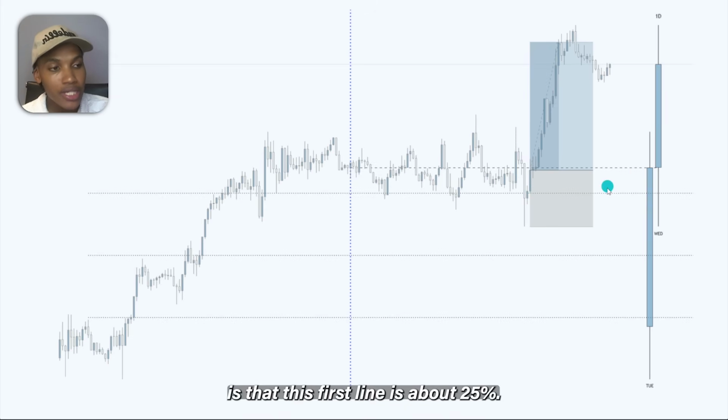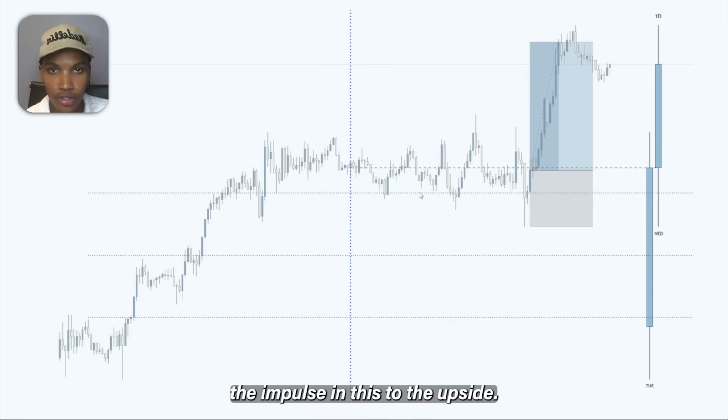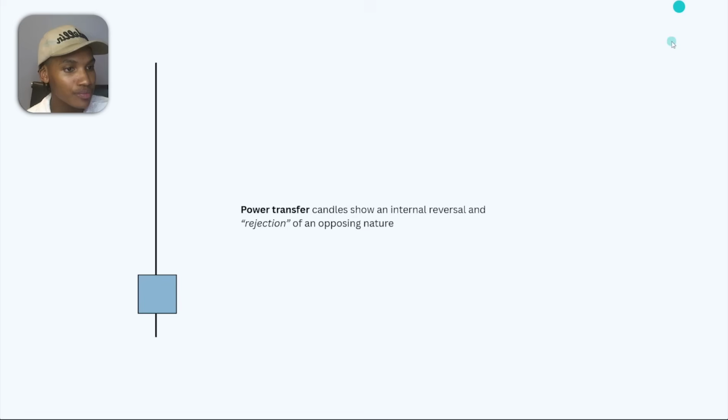What I want you to notice is that this first line is our 25%, this is our 50%, and this is our 75%. And price is only lingering at that 25%, which means we have a short retracement, which means we can continue the impulsiveness to the upside. And that is why we can take on this trade here.